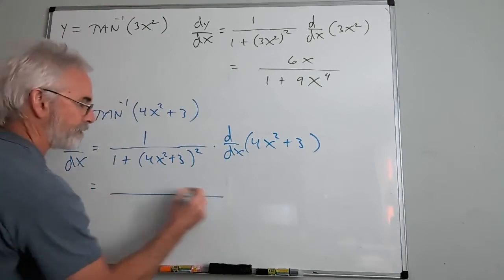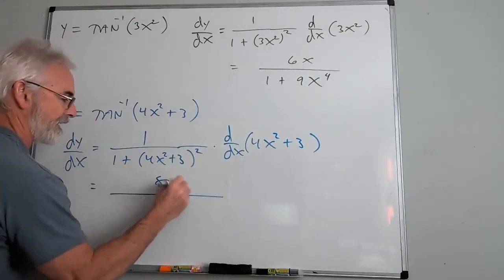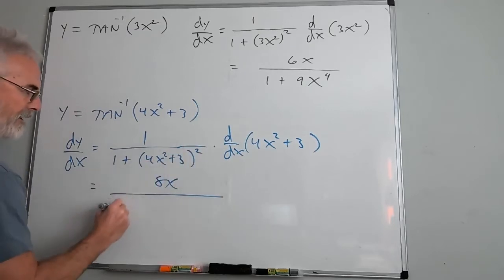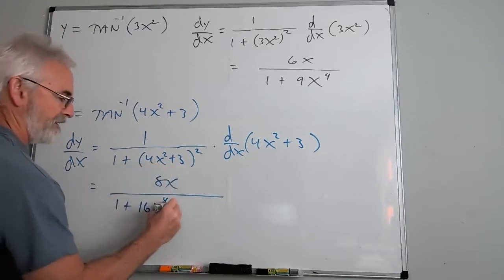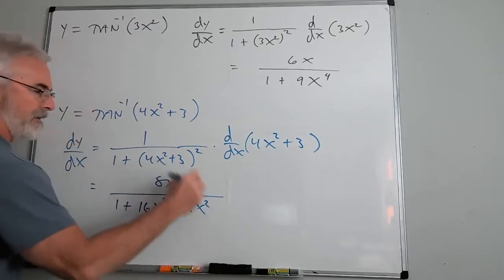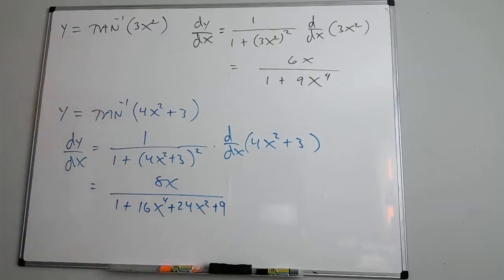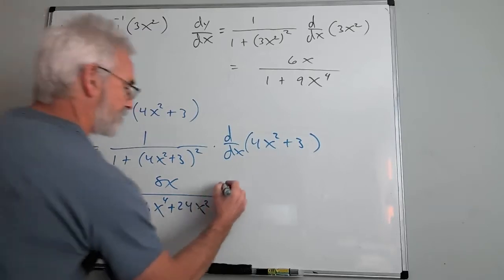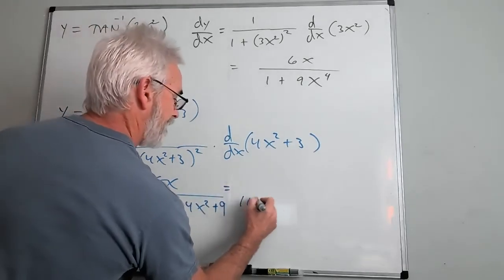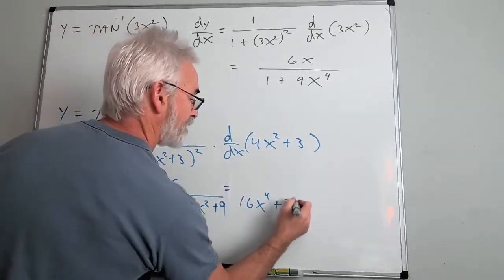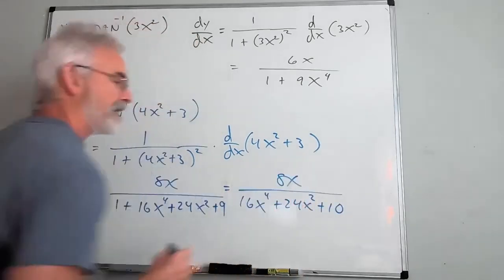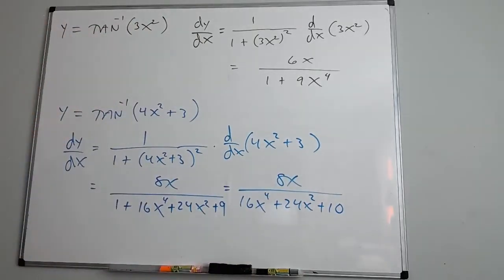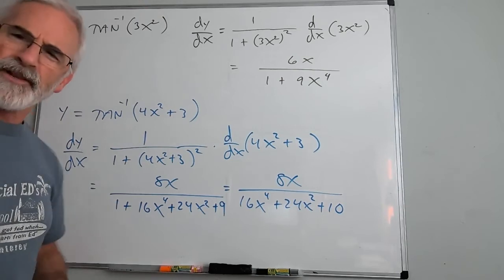So the derivative of this would be 8x. The square of this, I have 1 plus 16x to the 4th plus 24x squared plus 9. Well, I think I can combine these guys. So that would be 16x to the 4th plus 24x squared plus 10. And on top, I'd have an 8x. Is that a perfect final answer, or can I make it perfect-er? Anybody? What do you think?